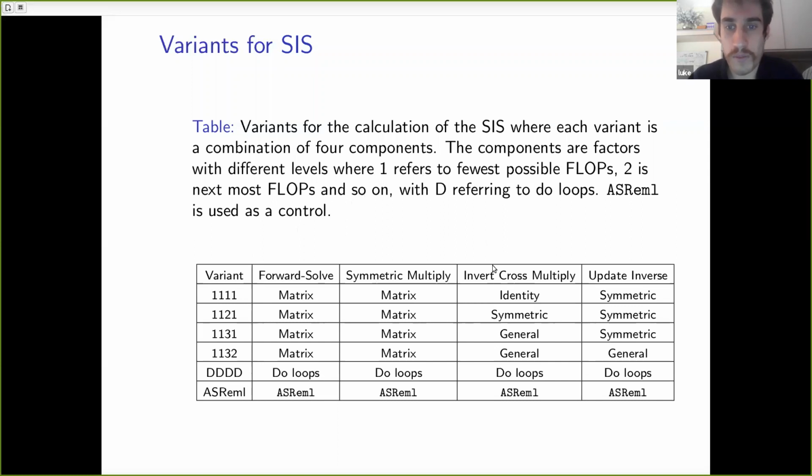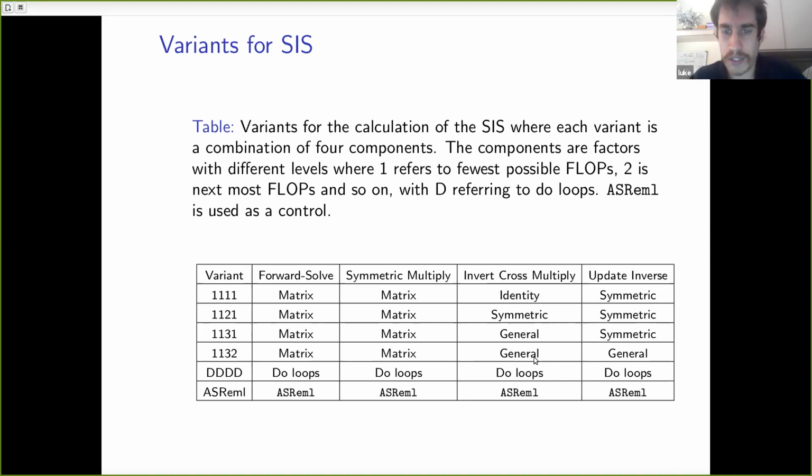The invert cross multiply step can essentially be considered as pre and post multiplying a matrix by inverses of triangular matrices. If one considers the matrix in the middle to be the identity matrix, then one gets this. If one considers the middle matrix to be symmetric, then one gets this. And if one considers the middle matrix to be a general matrix, then one gets this.